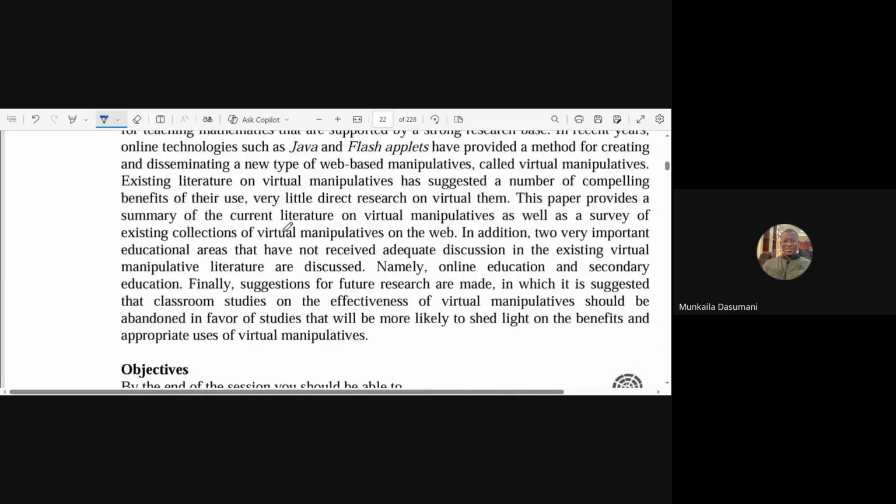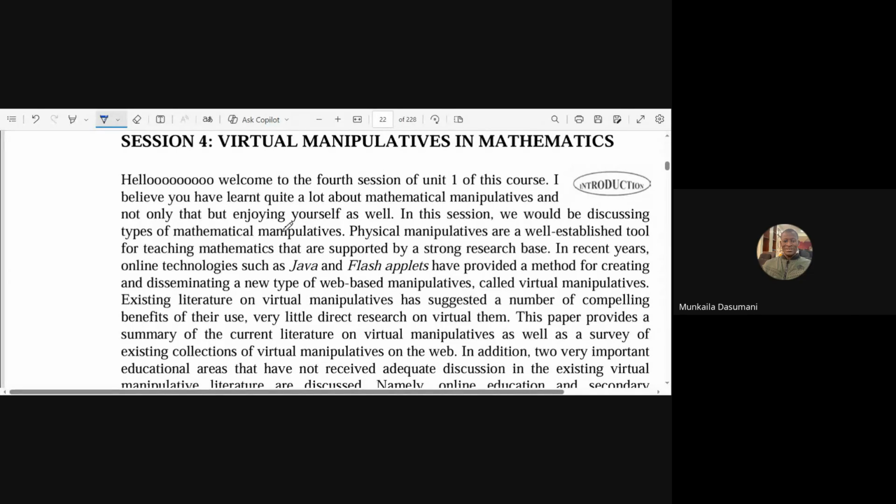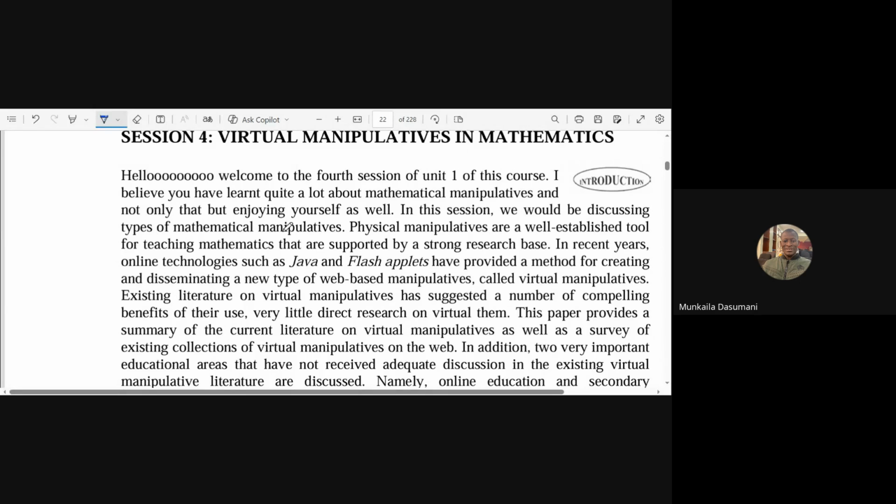For the next section, the men can help me because the ladies have not been talking. Now we want to see the virtual manipulatives in mathematics. The virtual ones are very, very important. We need to read because it's very interesting, the introduction about the virtual manipulatives in mathematics. Now we've seen the physical ones, which are very important. Now let's see the virtual ones, which are very necessary. Is there any lady to take us through?